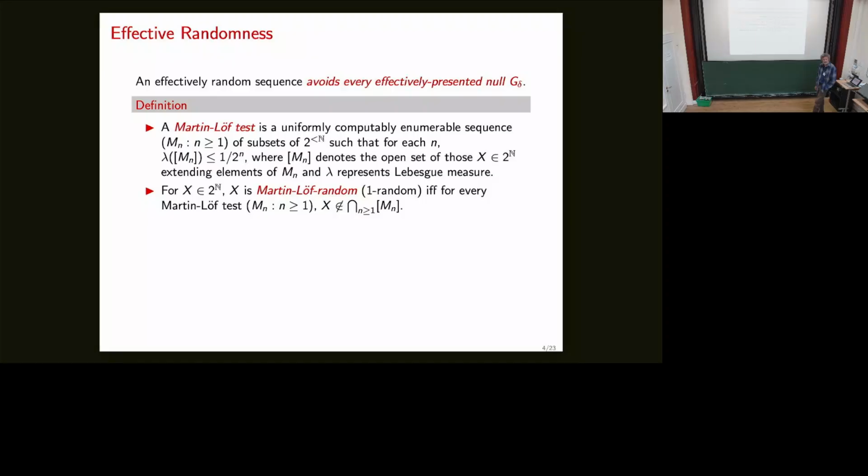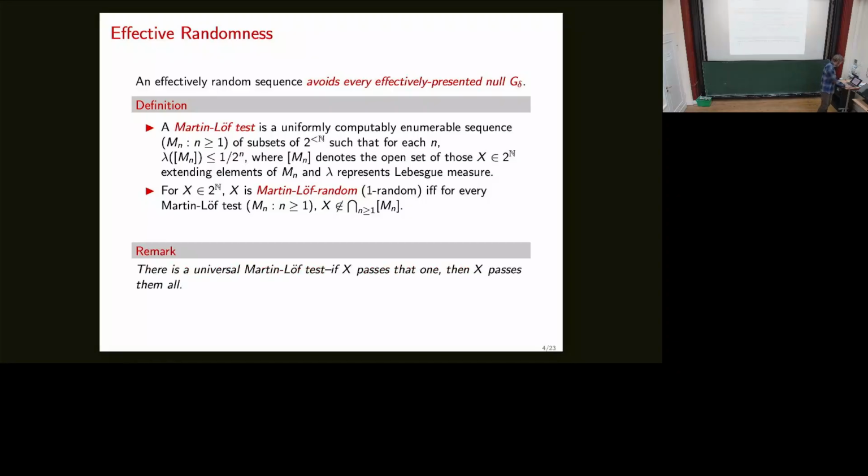Is there any reason to consider the open sets that are not nested? No, you can assume that they're nested. In fact, not only can you assume that they're nested, there's a universal test that comes out of the universal sigma 0, 1 predicate. So you can prove that there's just one; you don't have to avoid them all, there's one test that rules them all. Yes, there's just one effectively presented null G delta.